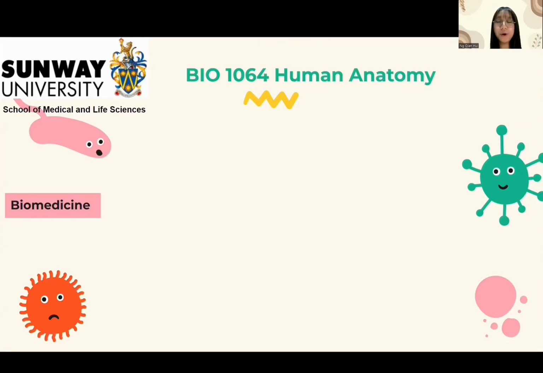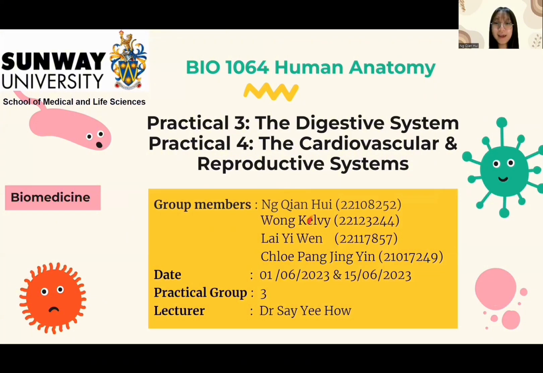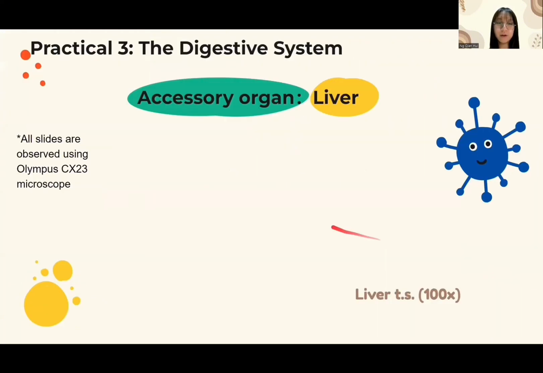Today, we are going to do a presentation for our Human Anatomy Practical 3 and Practical 4. Practical 3 is the digestive system, and Practical 4 is the cardiovascular and reproductive system. In our group, we have me, Kelvy, Ewan, and Chloe. All our slides are observed using the Olympus CX23 microscope.